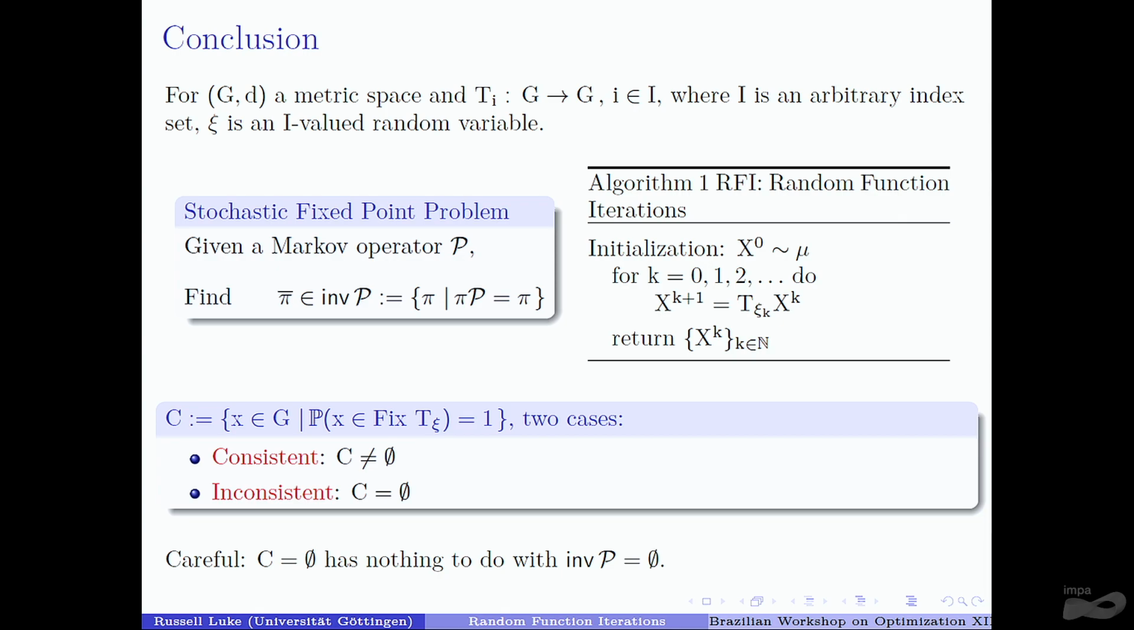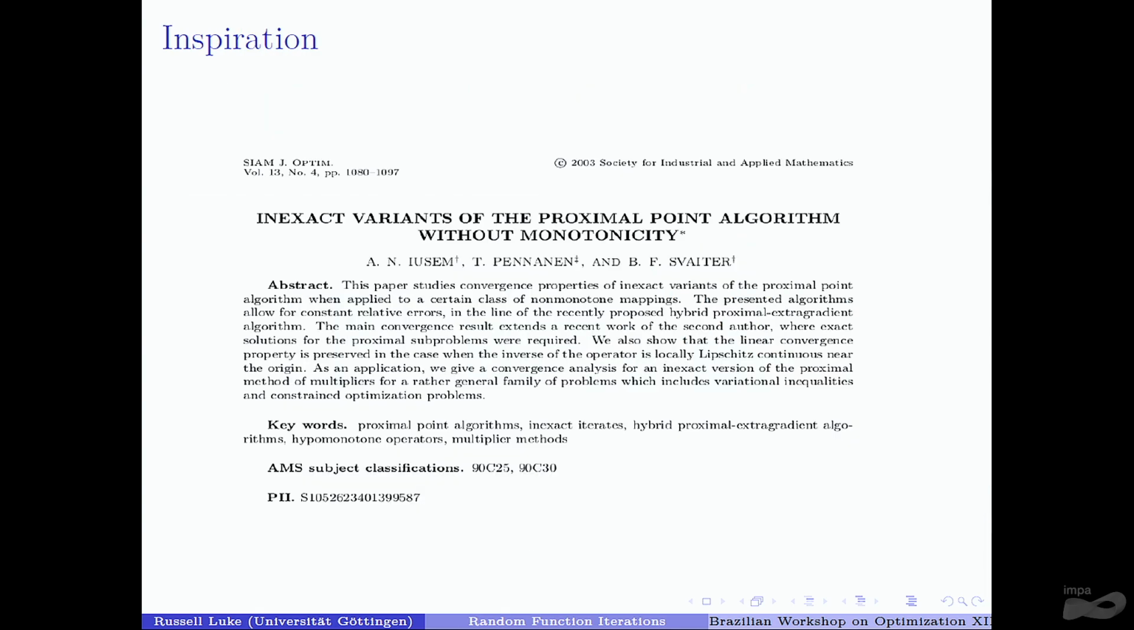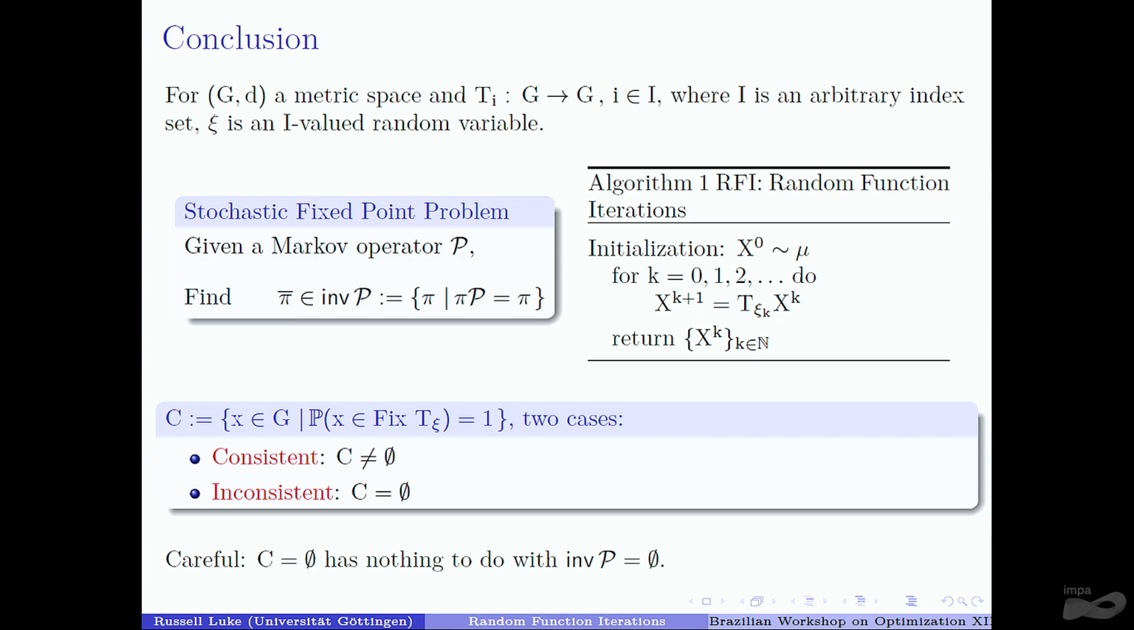And I'm going to construct the Markov operator from a random function iteration. So you start with some random variable, some distribution, and you apply an operator, T, indexed by these Xs. The Xs are also random variables, on the previous iterate, and then you just generate this sequence.